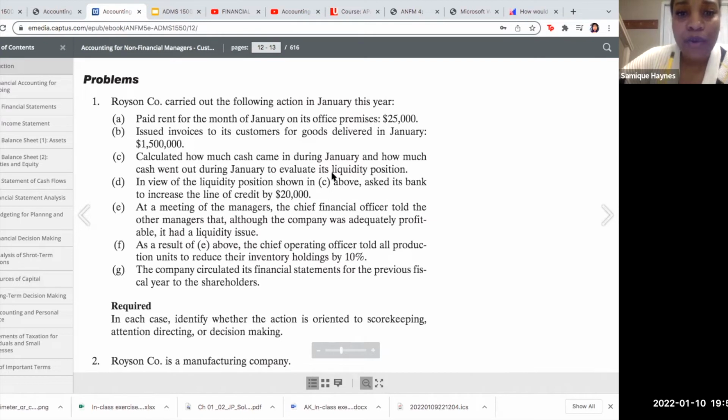D: in view of the liquidity position shown in C above, asked its bank to increase the line of credit by $20,000. What is that? Now we can see the difference here between attention directing and decision making.